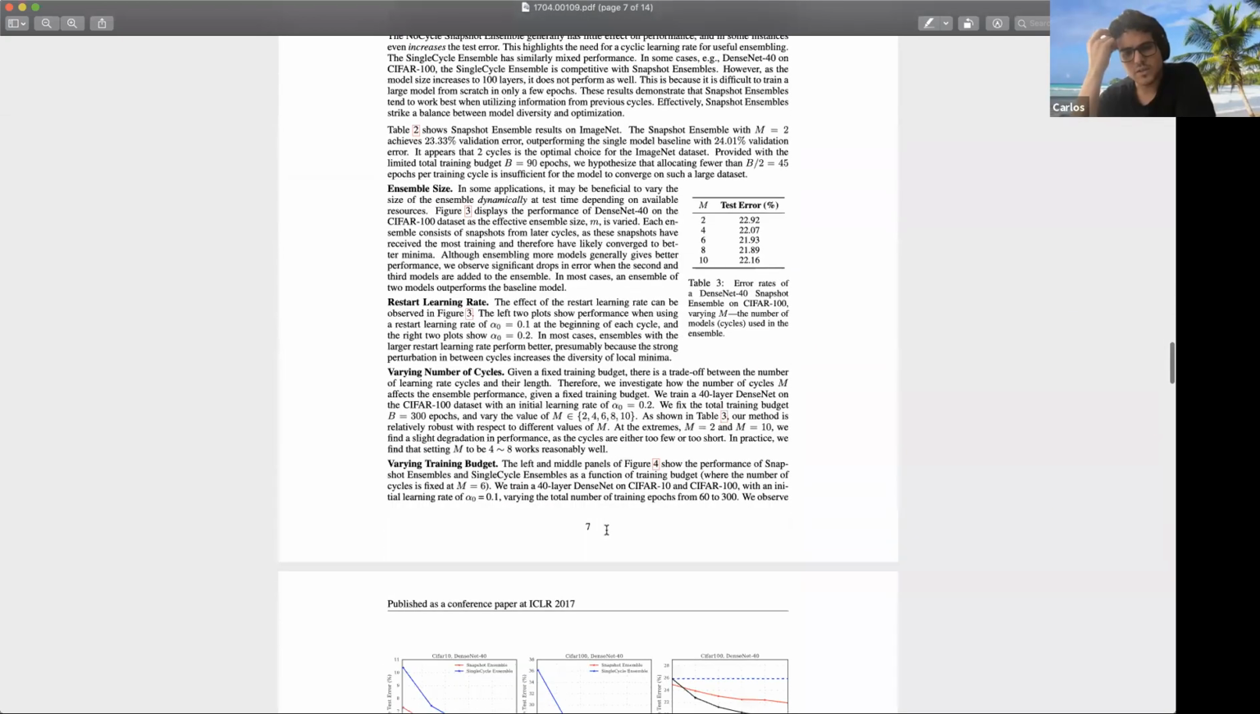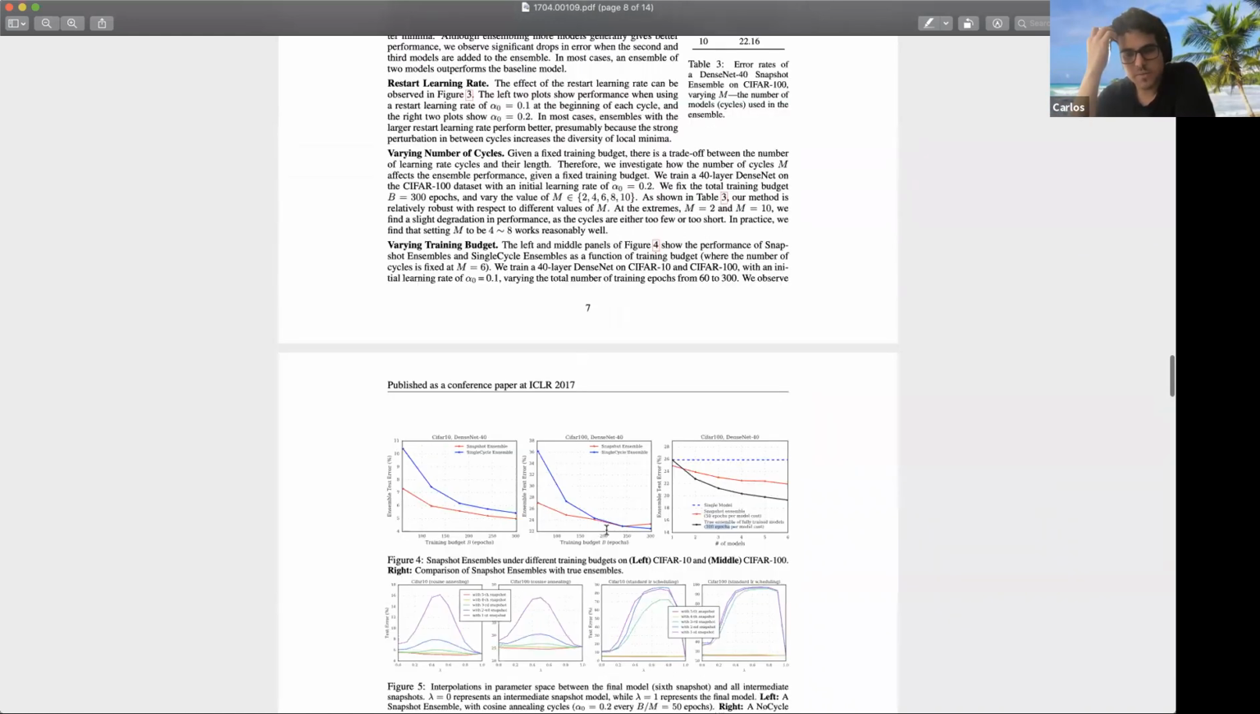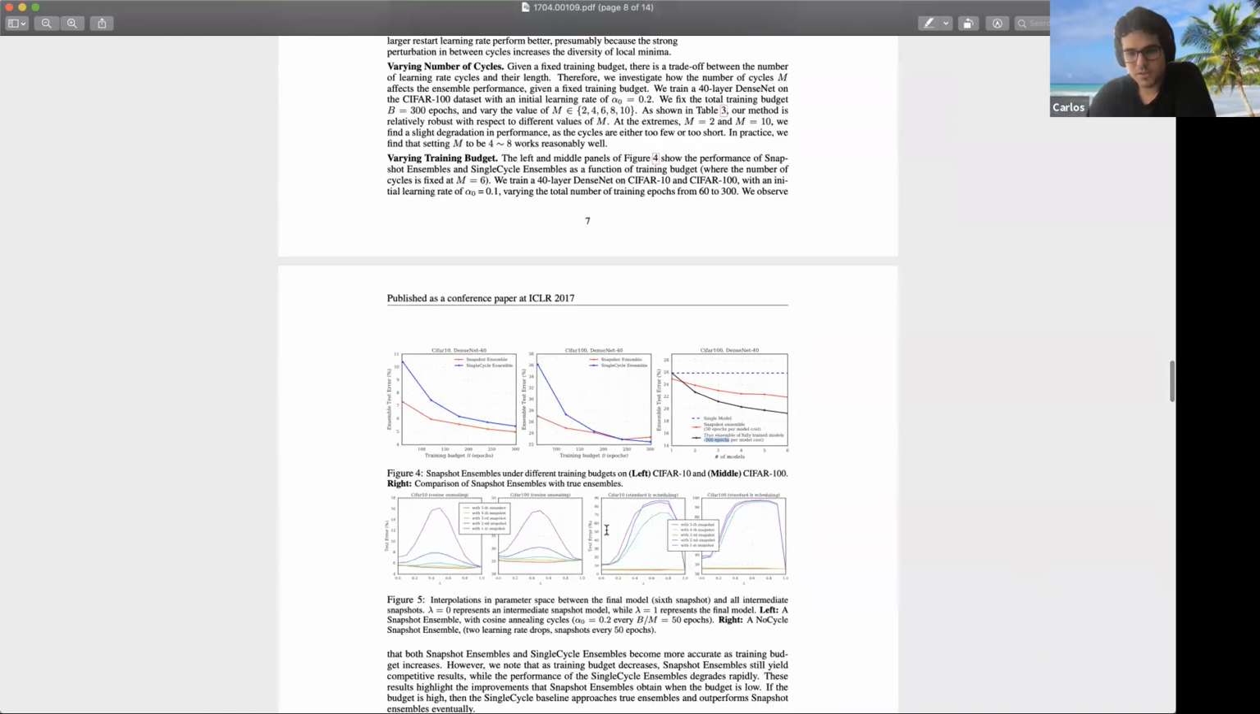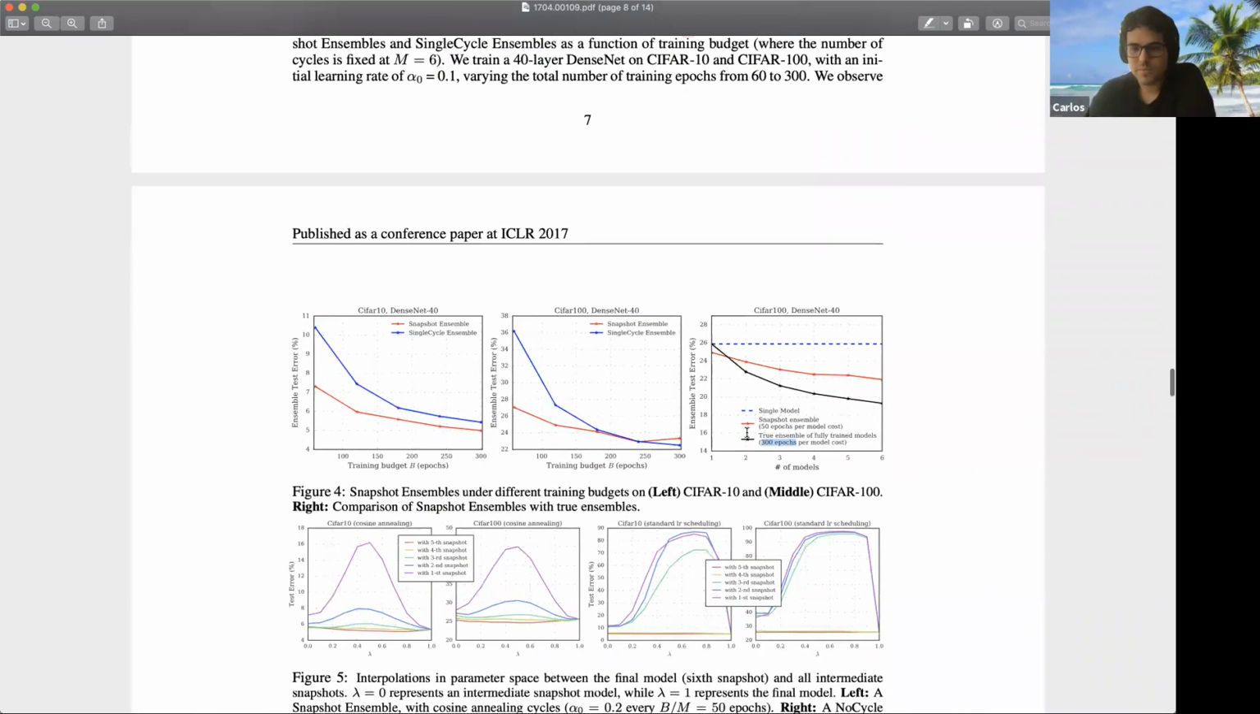So I think that in figure 4, they do show that the true ensembles are better, but they're making a comparison on the budget. So let's say the total budget is 300 epochs, so you can divide your snapshot into 6 ensembles and do 50 epochs for each member, right? So that's the red line.